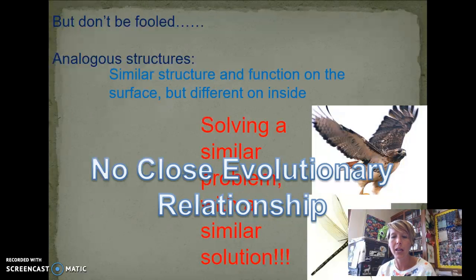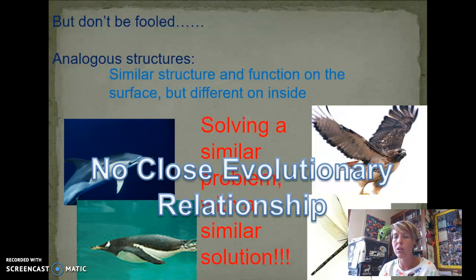However, a bird and an insect are not closely related. So really, analogous structures are solving a similar problem with a similar solution. Another example is streamlined bodies. You have a penguin, which is a bird, and a dolphin, which is a mammal, and they are not closely related. However, they both have streamlined bodies because they swim in the water and they need that reduction of friction. So it is a common solution to a common problem.